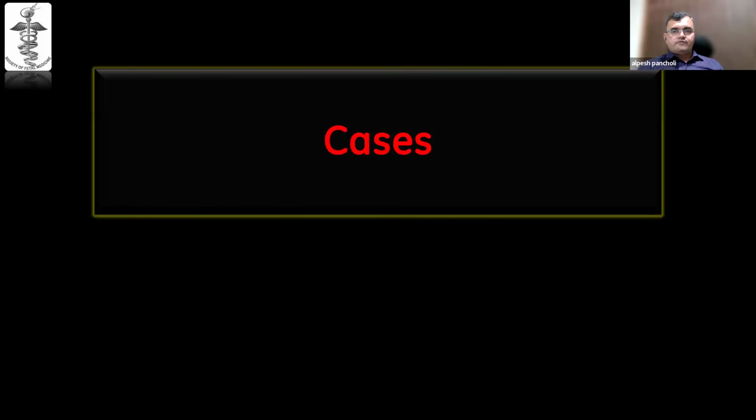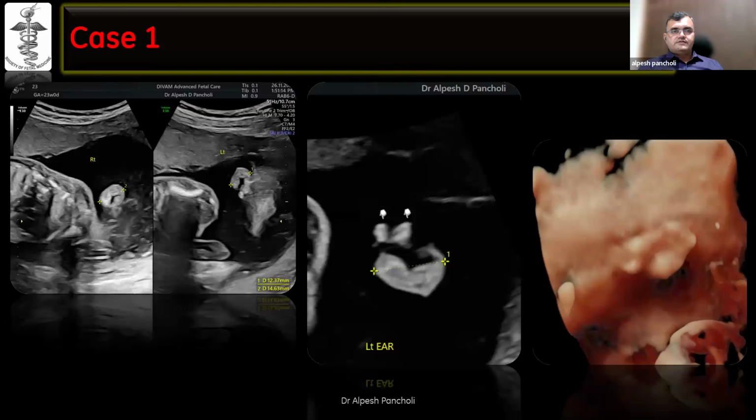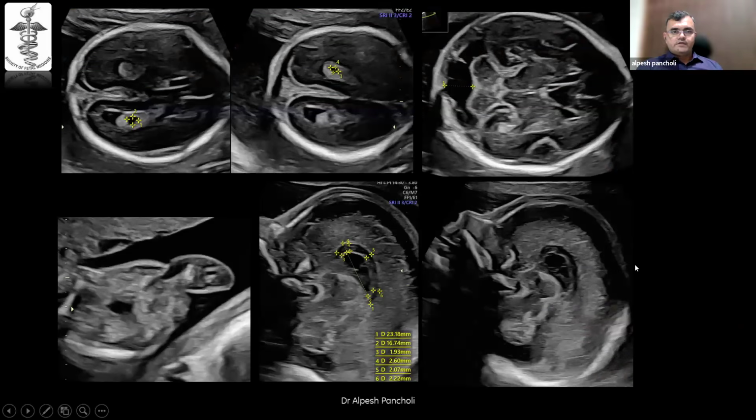So we will see a few cases of ear malformation. This is a 23-year-old female who came to me for a routine anomaly scan at 23 weeks. Here we can see both the ears are very small. On the left side, the ear size is small, with 2 preauricular tags. This is the 3D rendered image showing the preauricular tags.